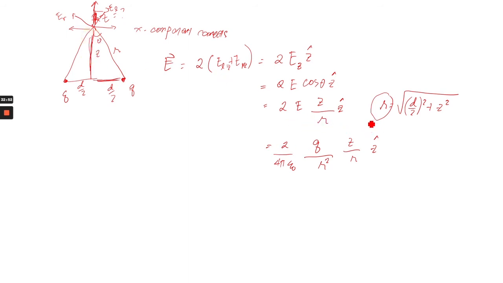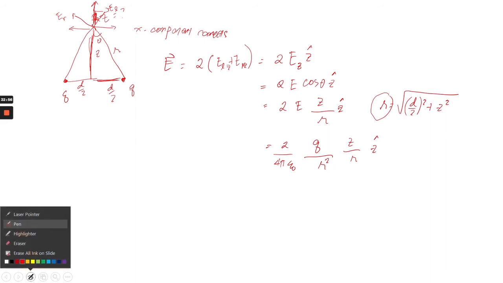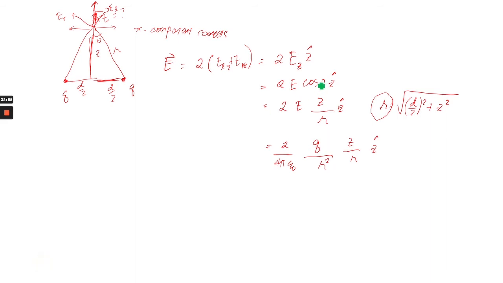So if we substitute this one in, this is d squared over 4 plus z squared, to the 1 half. So if we substitute that one, that becomes okay.